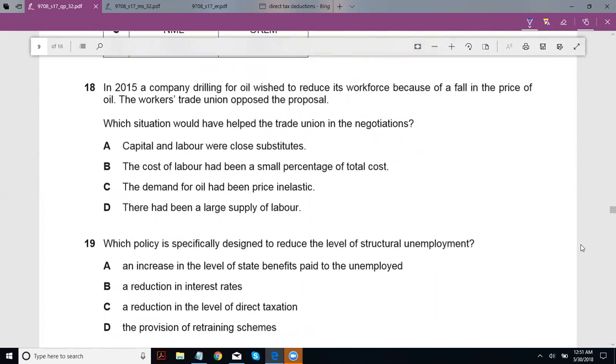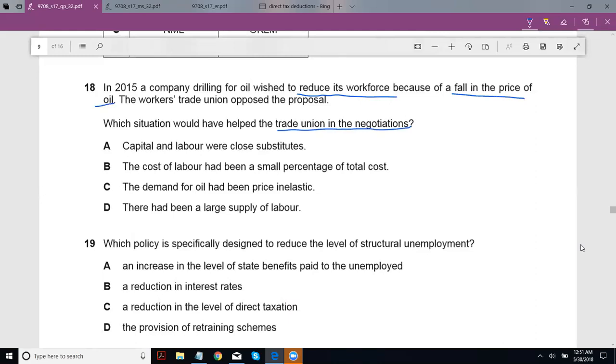18. In 2005, a company drilling for oil wished to reduce its workforce because of a fall in the price of oil. The workers' trade union opposed the proposal. Which situation would have helped the trade union in negotiations? Basically, which situation would help the trade union keep the jobs of the workers. You usually get a very common question in your paper 4 about how a trade union can increase the wage rate without increasing unemployment. So you have to look at a similar situation here.